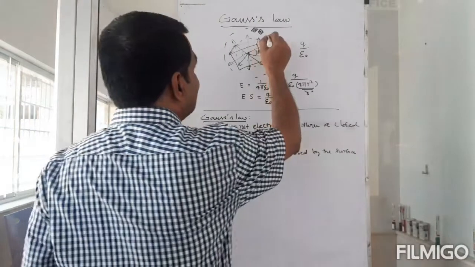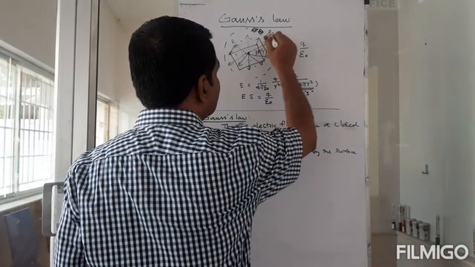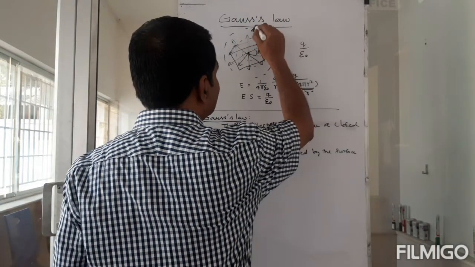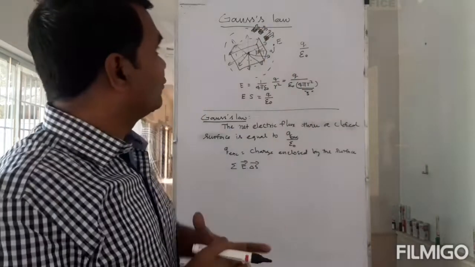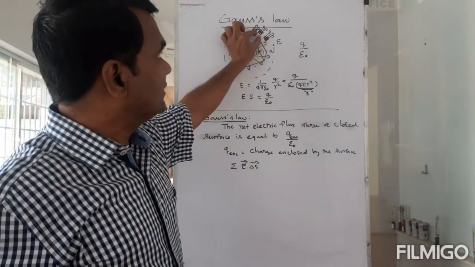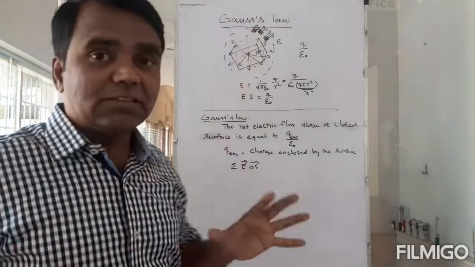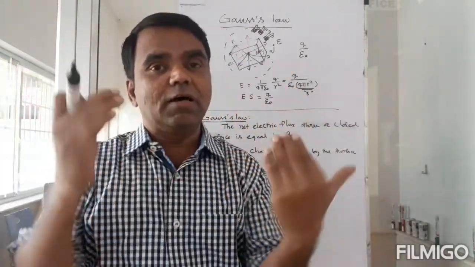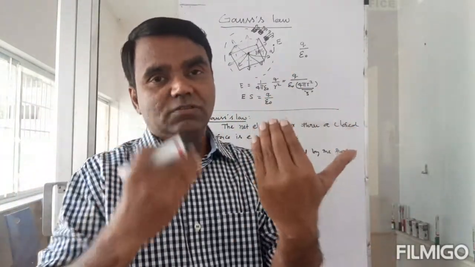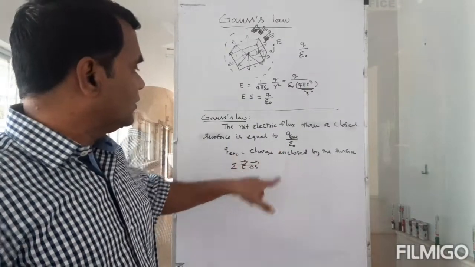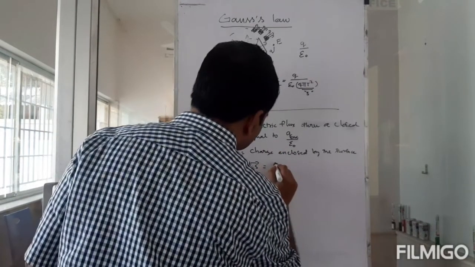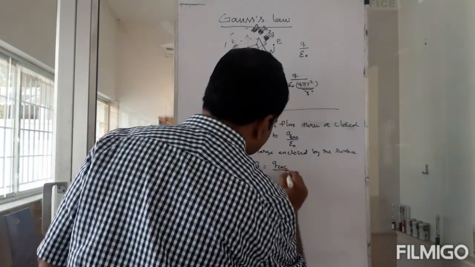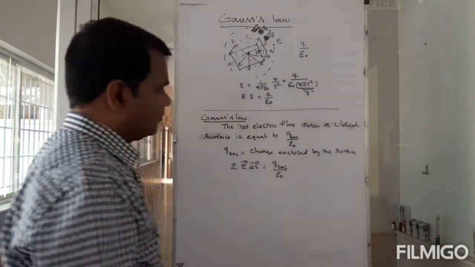That is, E dot dS is equal to the amount of flux coming through this, right? So you find the flux for this area, this area, this area, and all these small areas, add them all up, and that's the total flux. And that would be equal to Q enclosed by epsilon naught.